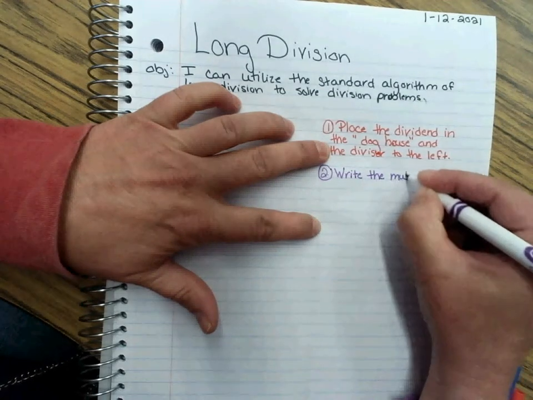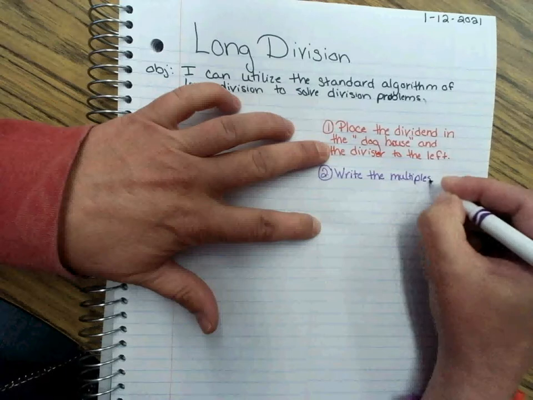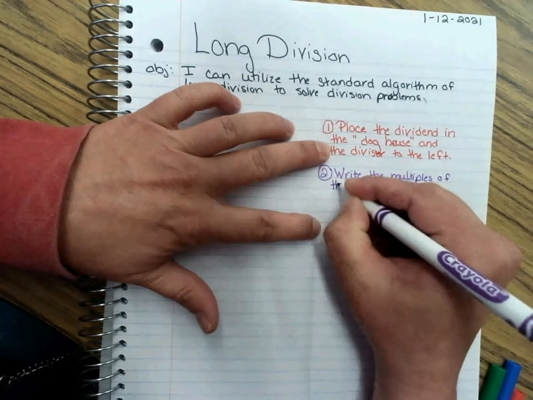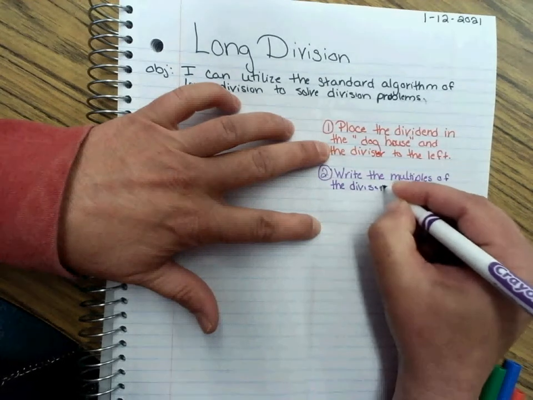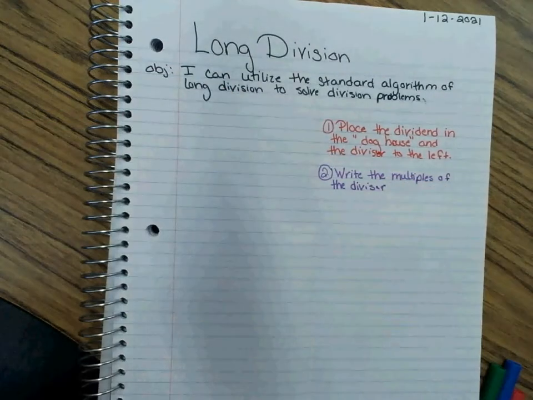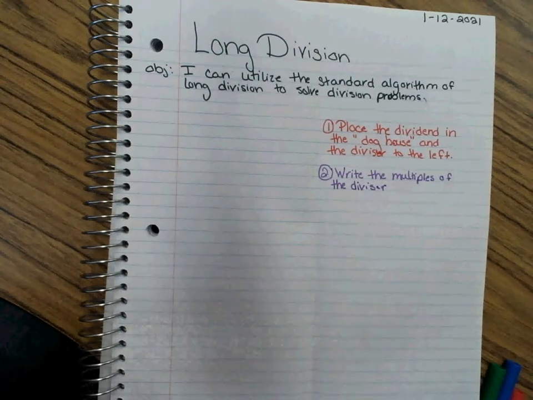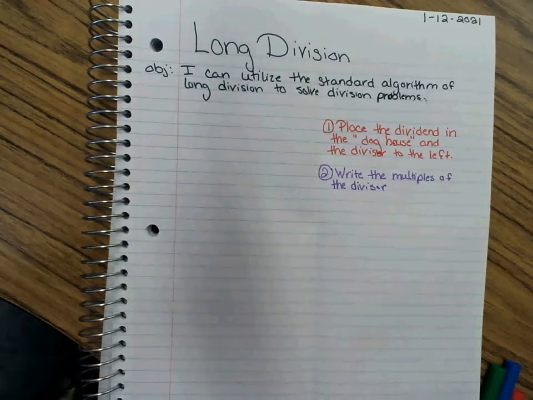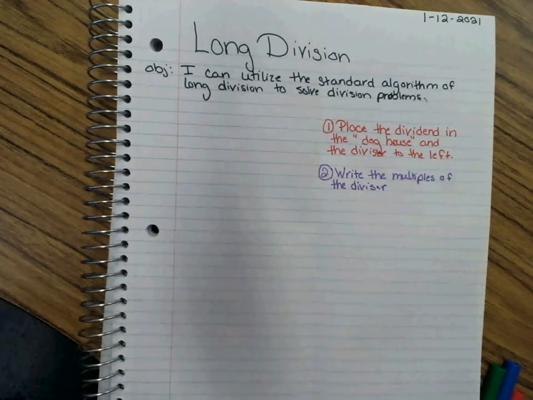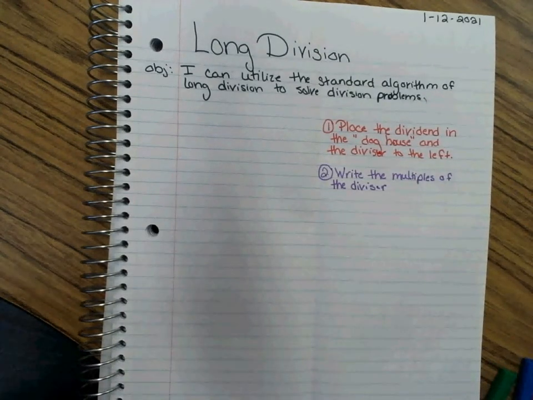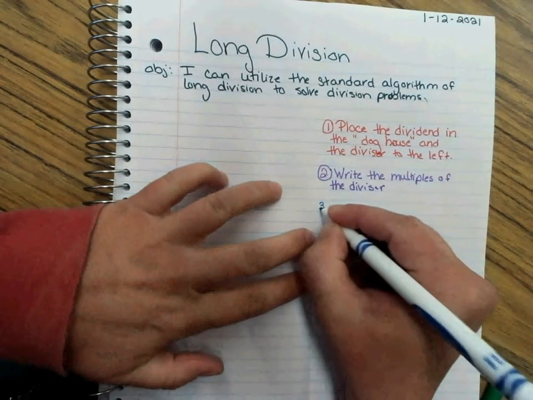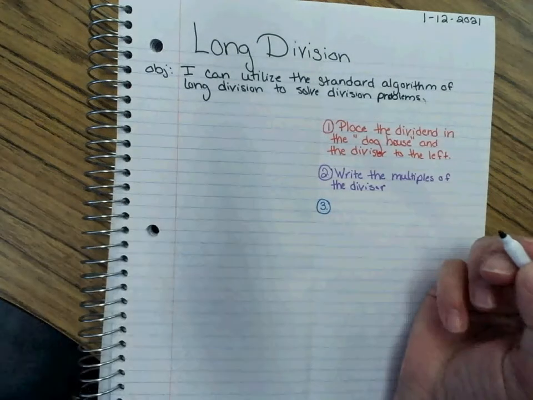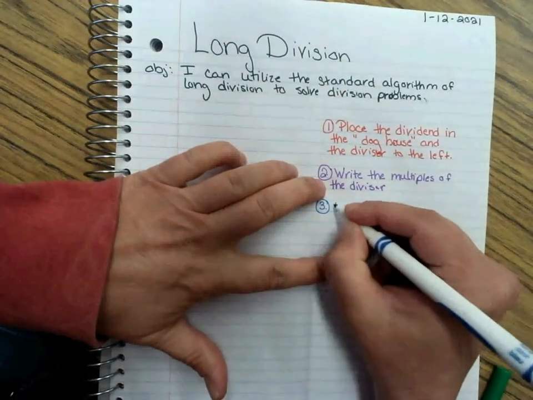Write the multiples of the divisor. And if you'll notice on the last video, or the last strategy, we wrote the first 5 and that was adequate. Sometimes we need to write more, sometimes we won't need that many. Okay? Step 3.